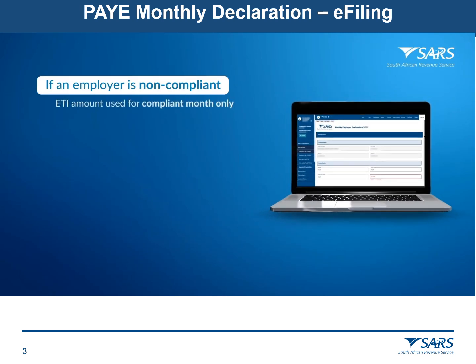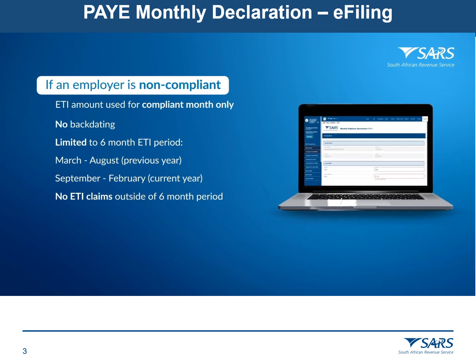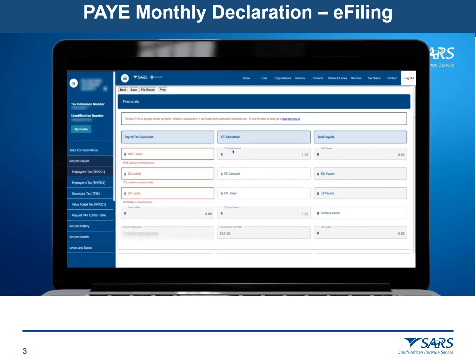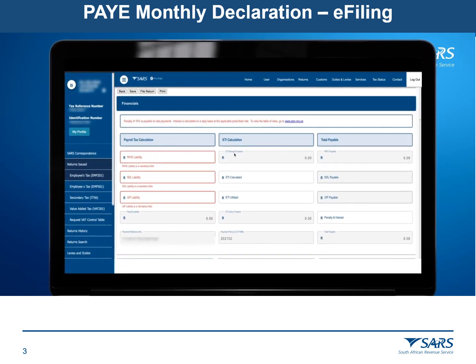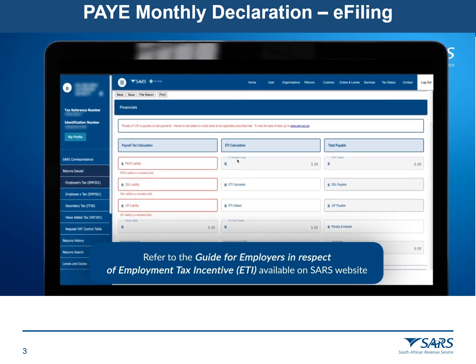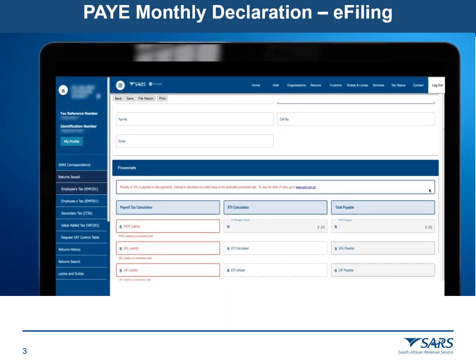If an employer is non-compliant, the ETI utilized amount may only be used in the month in which the employer becomes compliant again and must not be backdated. This is limited to the 6-month ETI period between March to August and September to February. Therefore, if the claim is not made within the 6-month period, the ETI may not be claimed. The ETI carried forward is auto-completed and will be next month's brought forward. For further information on the Employment Tax Incentive (ETI), refer to the Guide for Employers in respect of Employment Tax Incentive available on the SARS website.